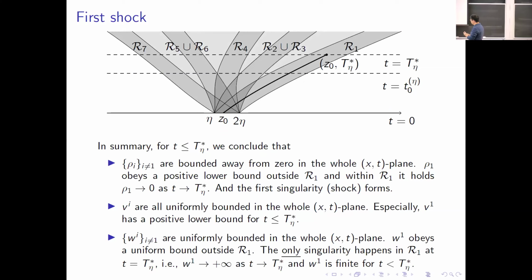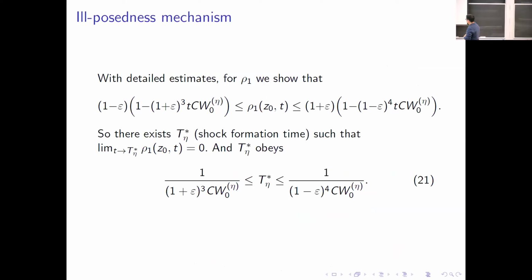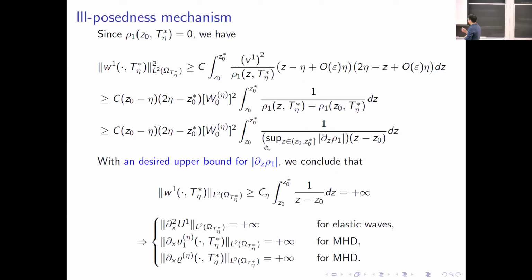But how does this relate to the ill-posedness? It follows like this. For rho 1, we have a very precise estimate, which comes from the initial data, and all the coefficients we can calculate quite precisely. That gives the shock formation time with both an upper bound and a lower bound, in such a way. As we can see, this depends on eta, so it depends on the choice of the initial data we set up. If we want to let this go to 0, we need to choose suitable W0 and eta, right? This is the case in which we will see the ill-posedness.